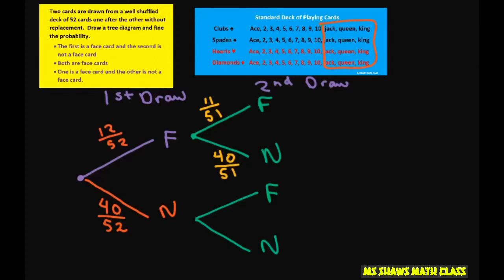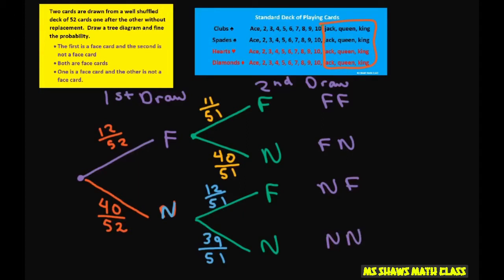Alright, and then for this one, we have not a face card. So if you draw a face card, that's 12 out of 51. And not a face card, if you didn't draw a face card the first time, then you have 39 out of 51. So what we're going to do is write these as face, face, face, not face, not face, face, and not face, not face. And then using your counting principle to multiply these two.